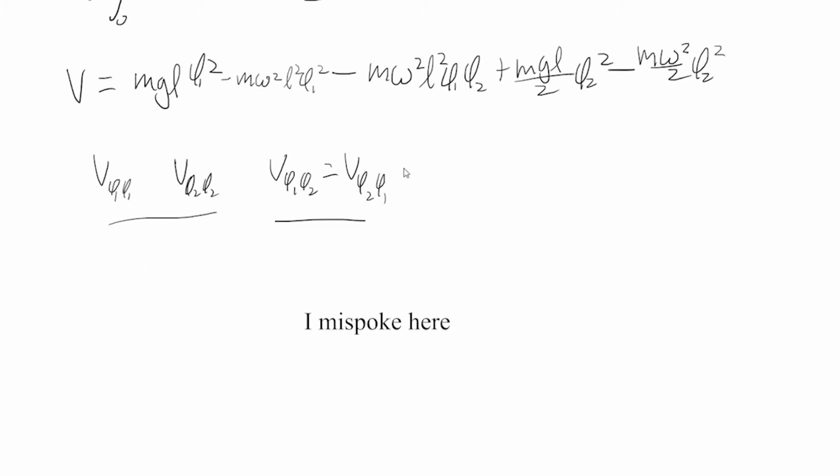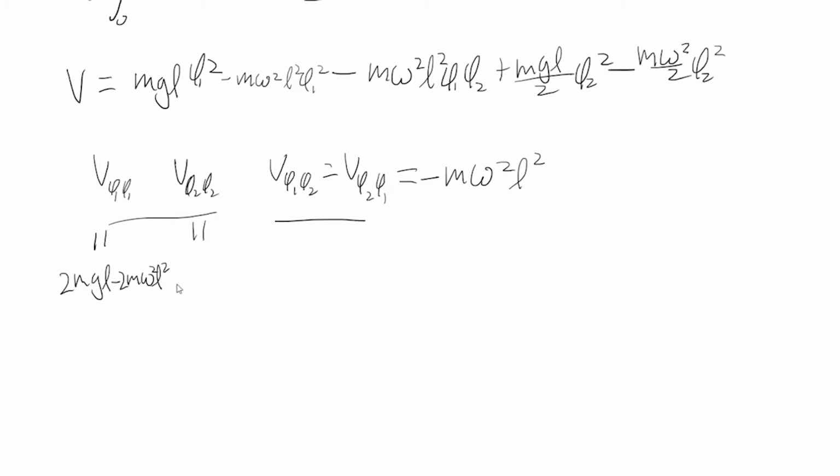So this value here is equal to, all of this stuff is going to disappear once you take one of them and then take the other, but this is going to remain, so this is going to be minus m omega squared L squared, and these are partial derivatives just in case you didn't know. And for phi sub 1, this is going to be 2 mgl minus 2 m omega squared L squared, and this is going to be mgl minus m omega squared L squared.